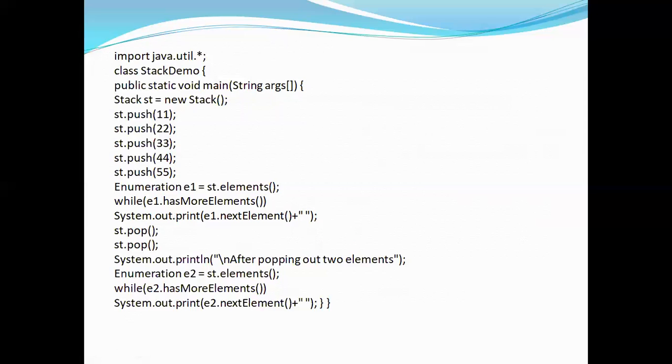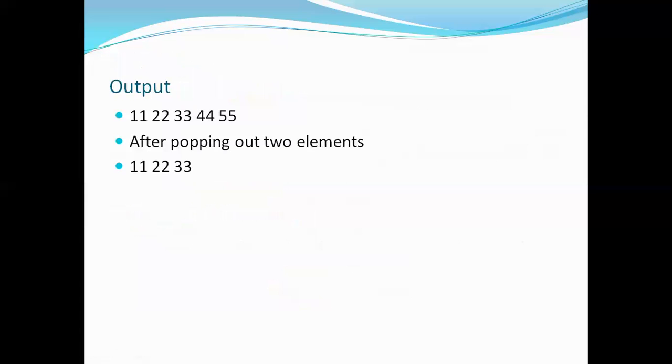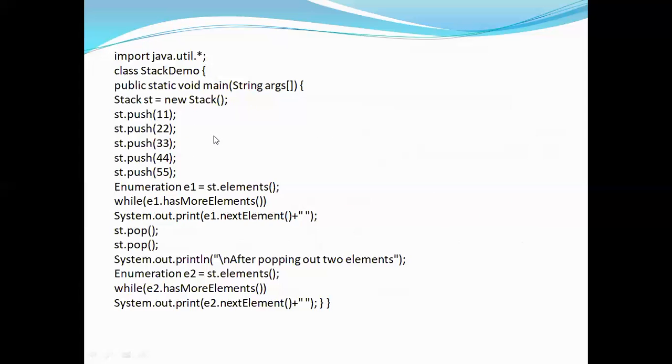So here it will print 11, 22, 33, 44, 55. It printed all the values. Next, I'm doing the pop operations. If you observe, first I pushed 11, so 11 will be at the bottom of the stack. Then I pushed 22, then 33, then 44, then 55. Means the top element of the stack is 55.